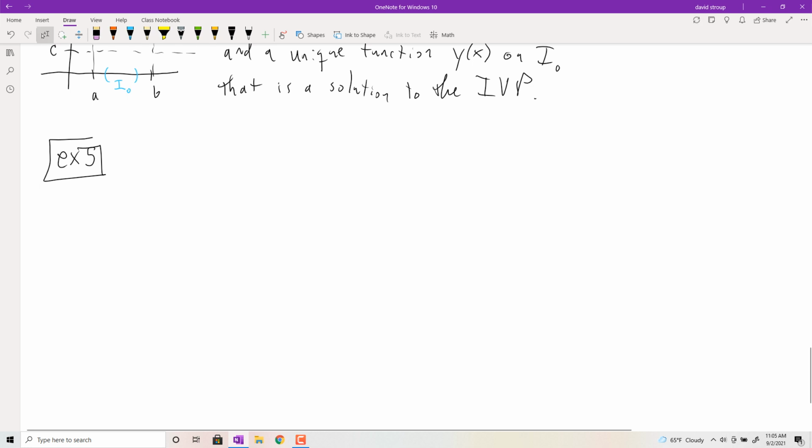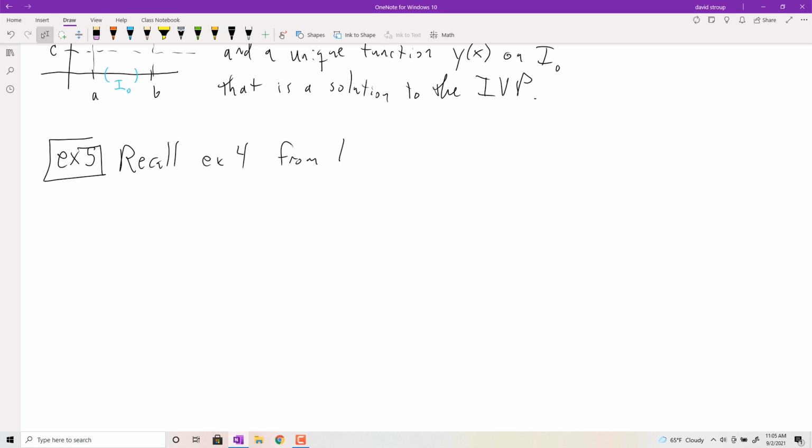Again, the example 5 in this section, what they do is kind of talk about example 4 from the previous section. So recall example 4 from 1.1. I know you probably don't remember it. Let me write it out.